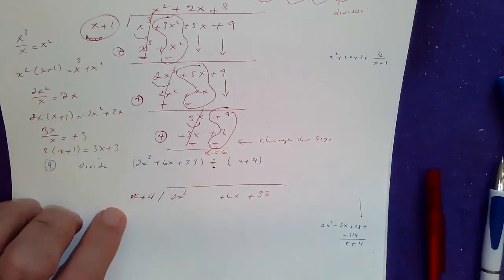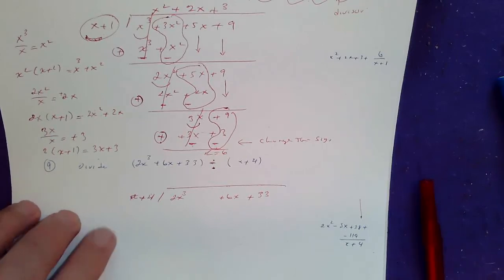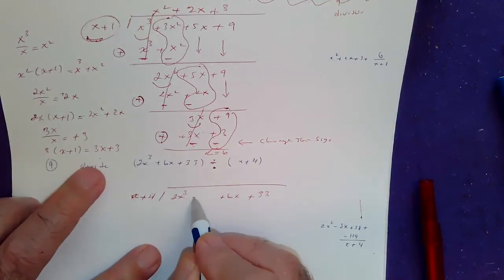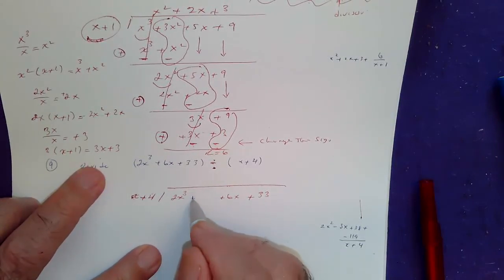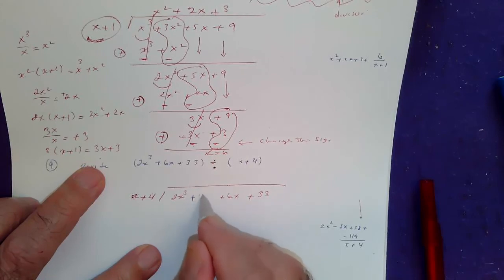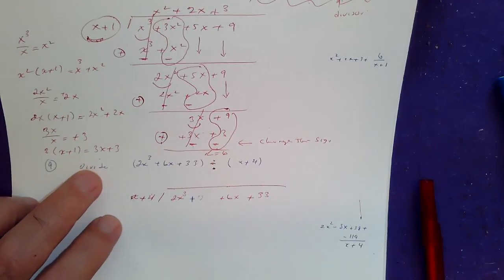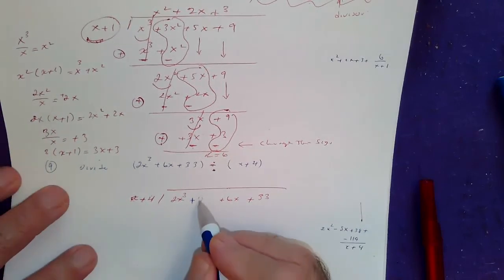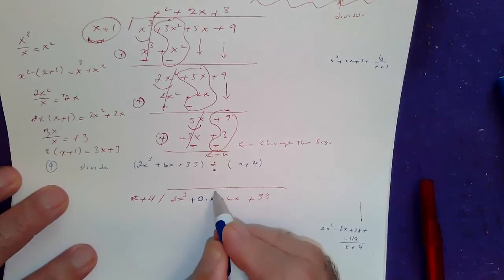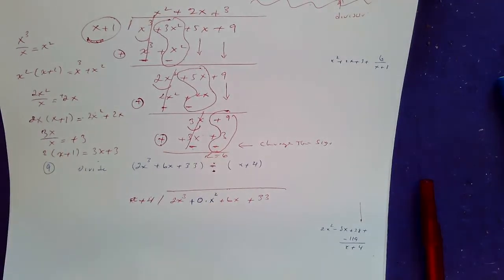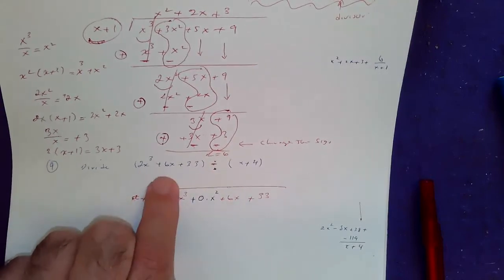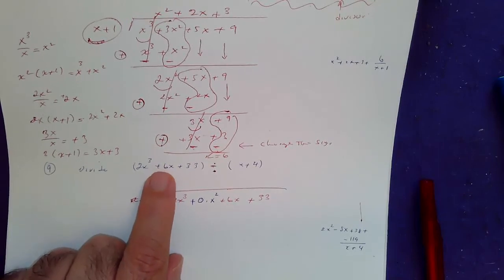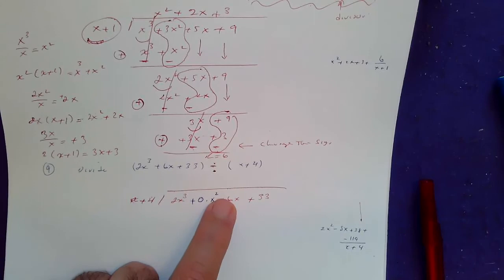So what do I do if a power of x is missing from the dividend? What you do, you add 0 times that missing power of x, correct? So for every missing power of x in the dividend or numerator, add 0 times that missing power.